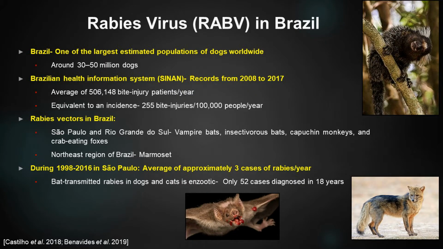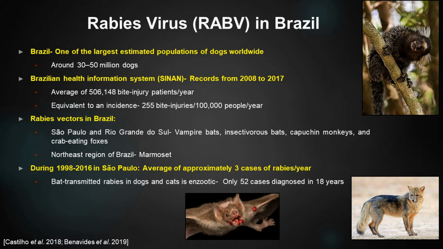Brazil has one of the largest estimated populations of dogs worldwide, around 30 to 50 million dogs. According to the Brazilian Health Information System, SINAN, from records from 2008 to 2017, an average of 506,148 bite injury patients per year occurred, equivalent to an incidence of 255 bite injuries per 100,000 people per year, which is quite a lot.